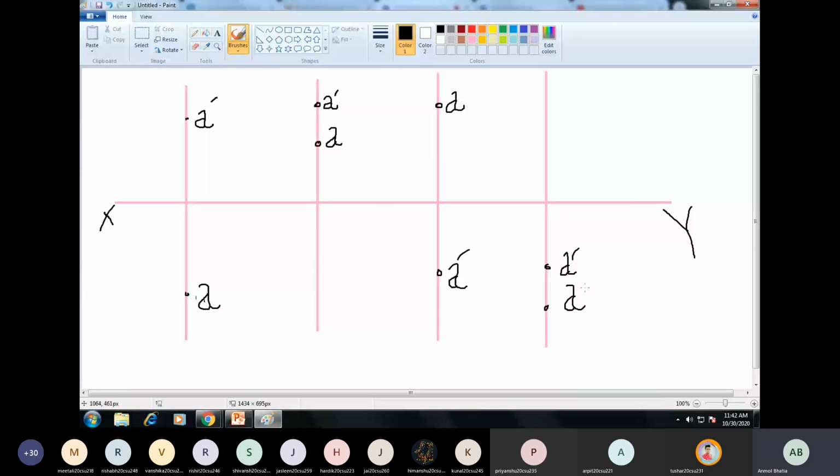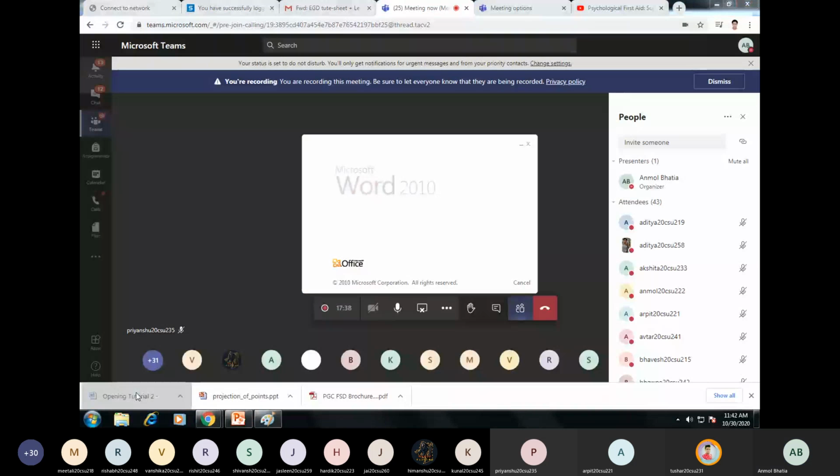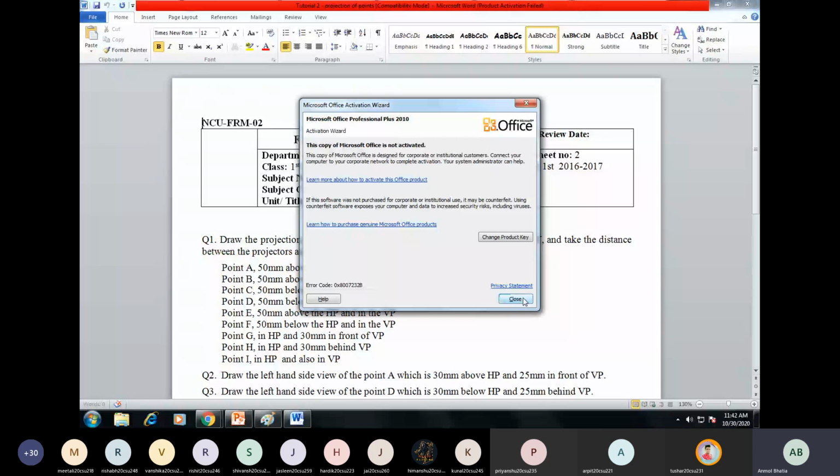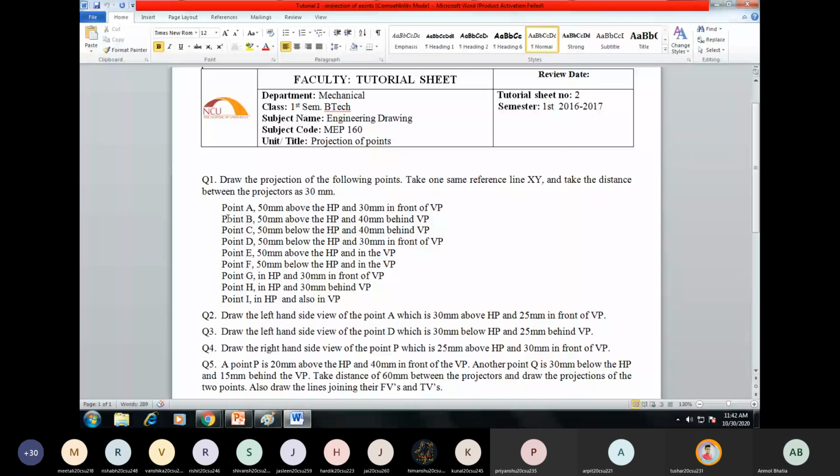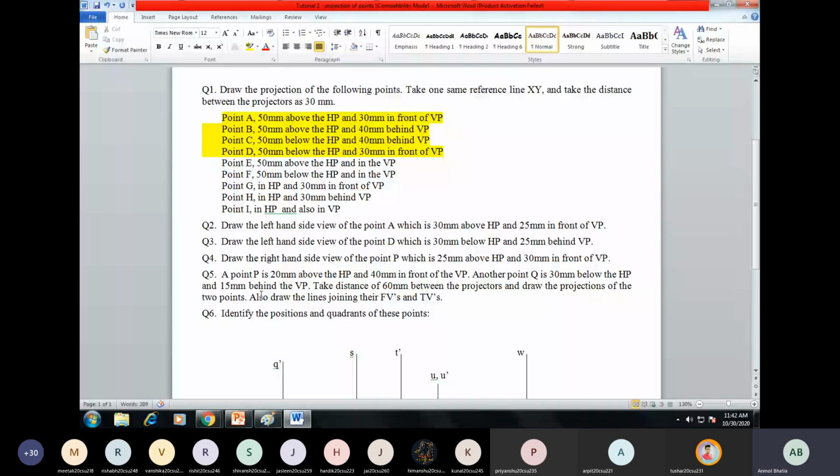So as far as your tutorial sheet is concerned, I think we have covered the first question. Let me just open the tutorial. We have covered the first question till part D. Question number 2, we have not covered the left hand side view, but we have made the front view and top view of this, right?